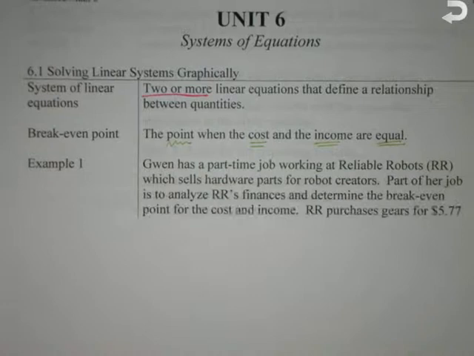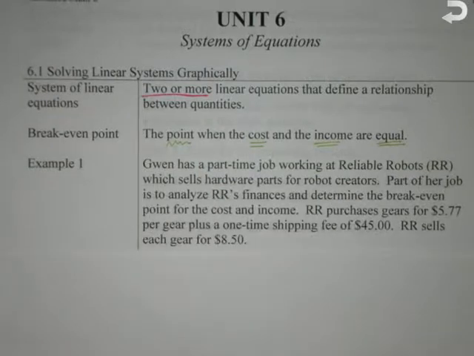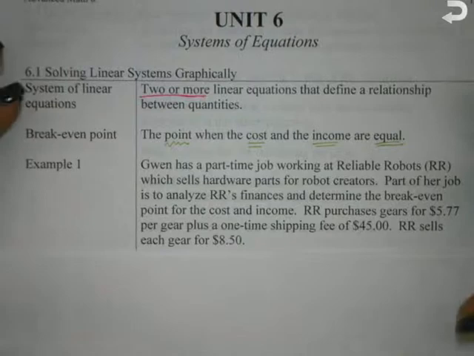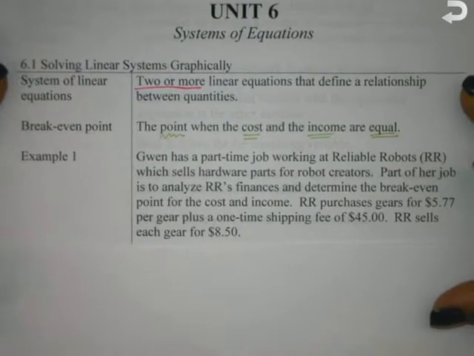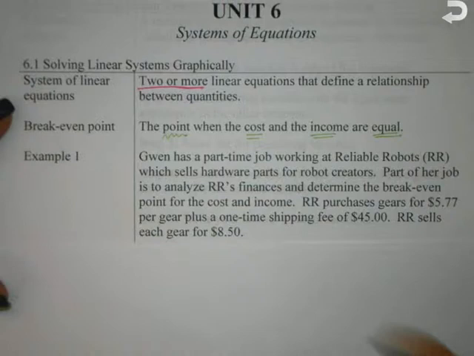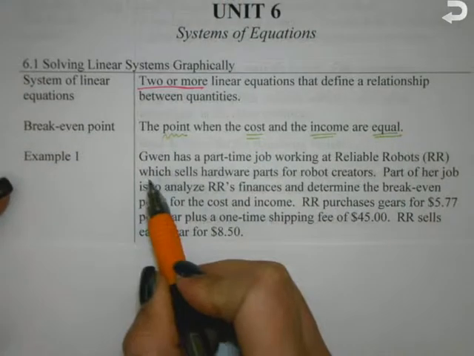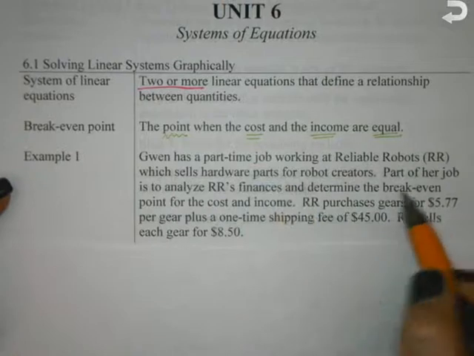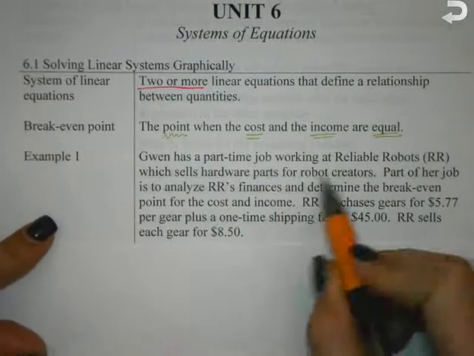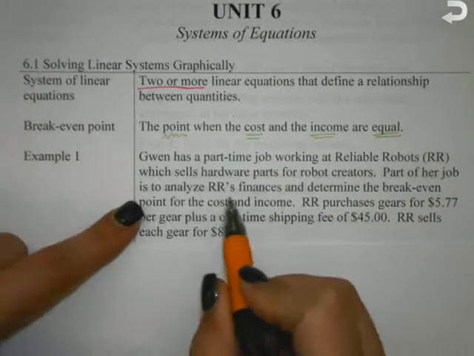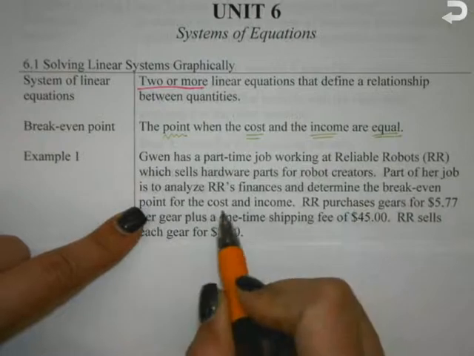Example 1. I do want you to write the problem. Guys, it's only one. This is the only one. I'll underline the part that I want you to write, yeah? Because I'm setting up the situation. So, our main character today is Gwen, and Gwen has a part-time job working at Reliable Robots. We're shortening it to RR. Reliable Robots sells hardware parts for robot creators. Part of her job is to analyze RR's finances and determine the break-even point for the cost and income.